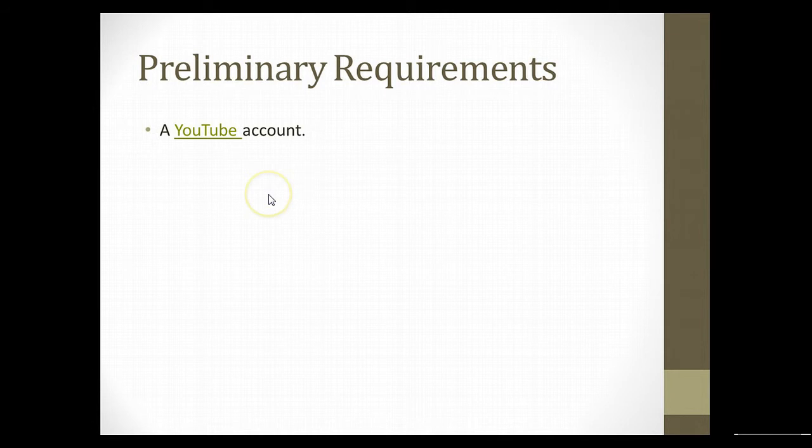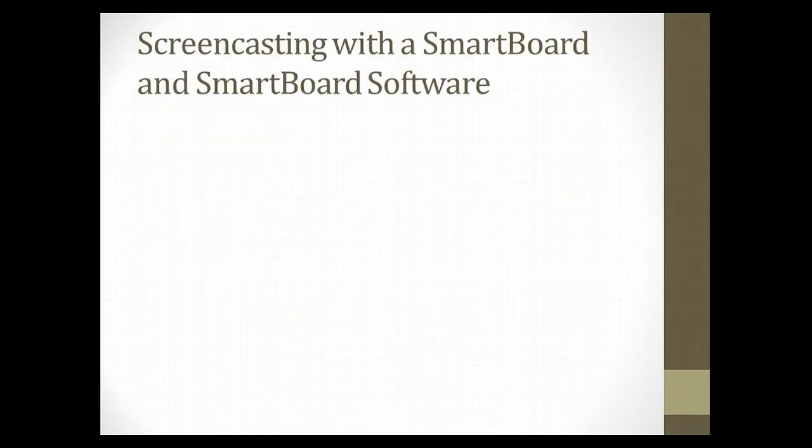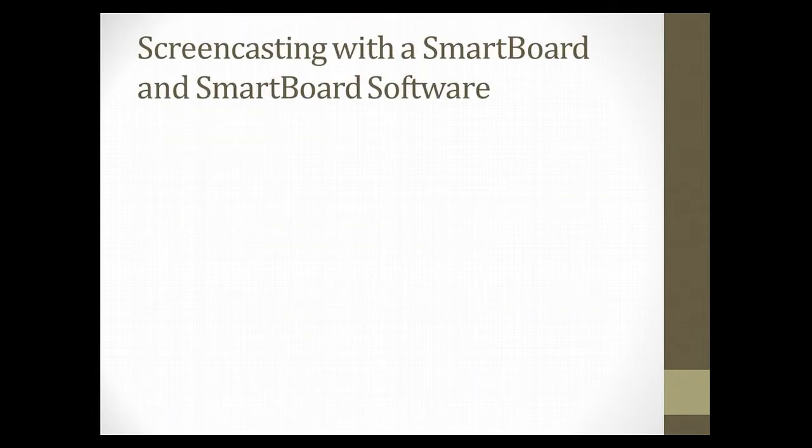So we took them through these steps. Now, the second preliminary requirement is to have a microphone. We briefly discussed hardware microphone requirements, built-in laptop microphones versus a USB microphone, things of that nature. Screencasting with a smartboard and smartboard software. About half of our teachers on our campus have smartboards, and so about half of them have access to this tool in their classroom every day. So it was certainly worthwhile to present beginning with the smartboard and smartboard software as the platform from which the screencast would be created.